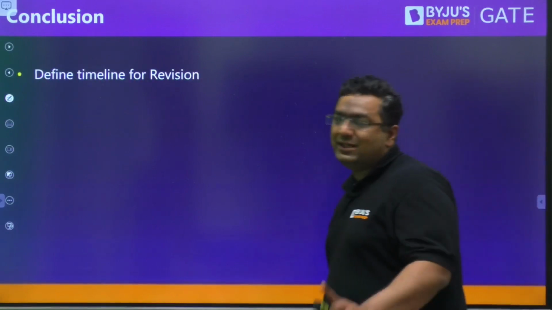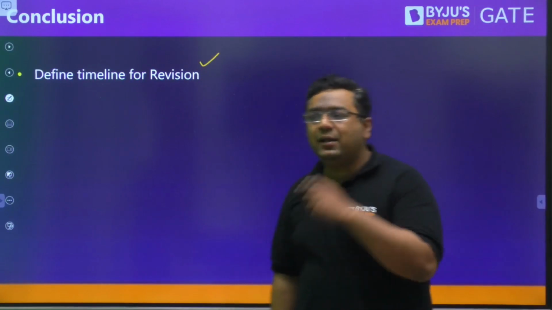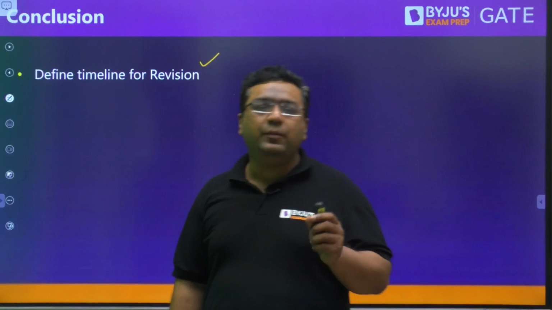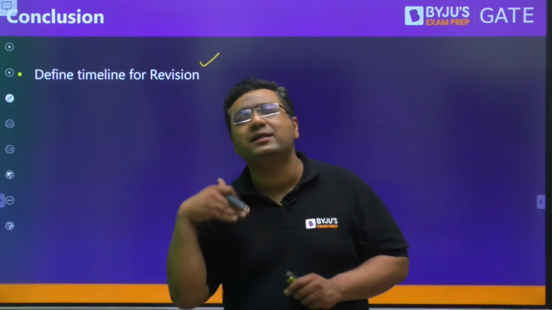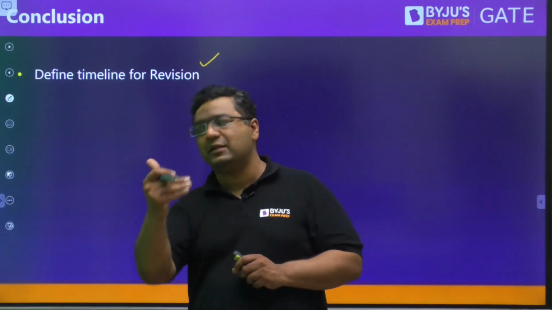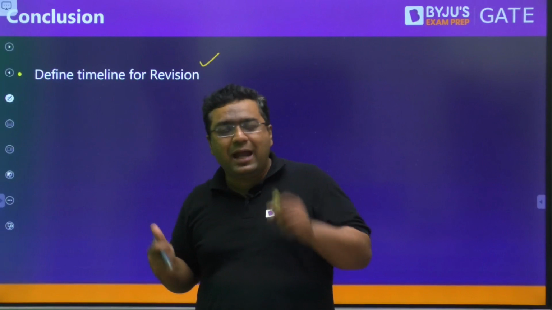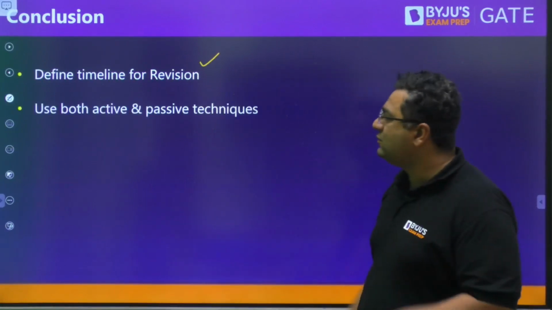So the conclusion is, first of all, define the timeline for the revisions. And the best way is to put a mock test for yourself, like when you have a test series. Keep a test, like after 10 days, I am going to appear for a test of this subject. So I will have a definite time of 10 days for that, and on the 10th day, I will appear for the test. So that is one thing.